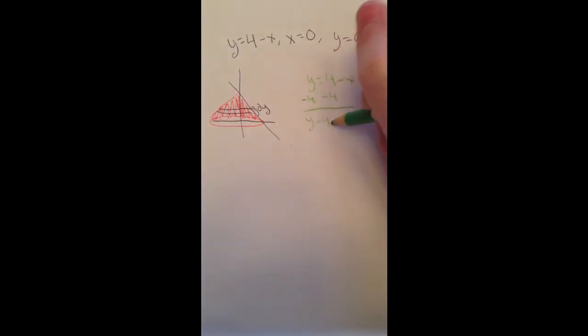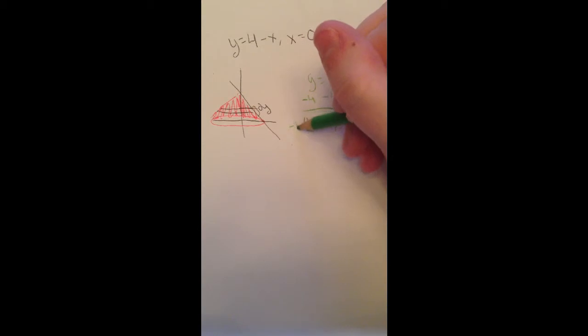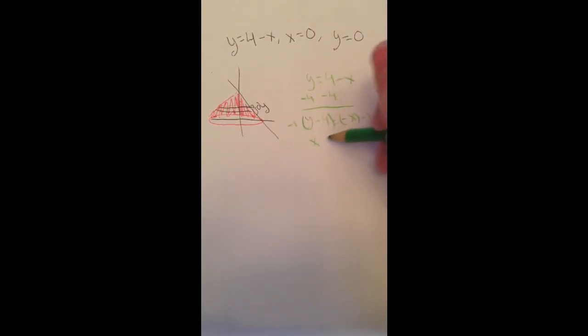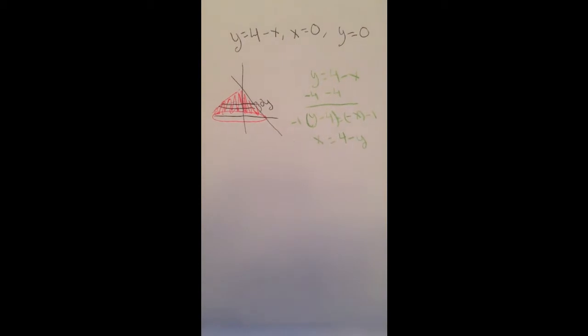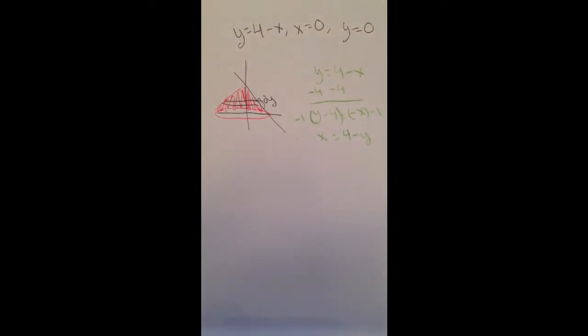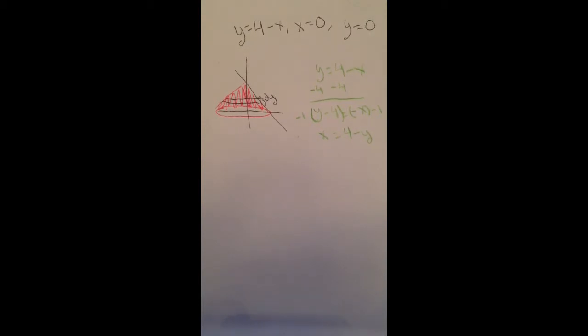So we subtract 4 from both sides. So then we get y minus 4 equals negative x. And then because the x is negative, we have to multiply both sides by negative 1. Okay, and then we are left with x equals positive 4 minus y. Okay, so that is going to be our new equation, and from here on out we're going to use this in our integral instead of the original y equals 4 minus x.